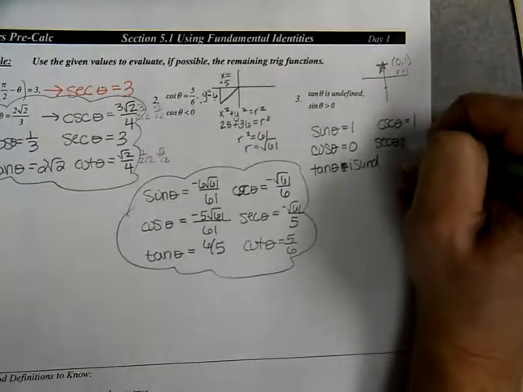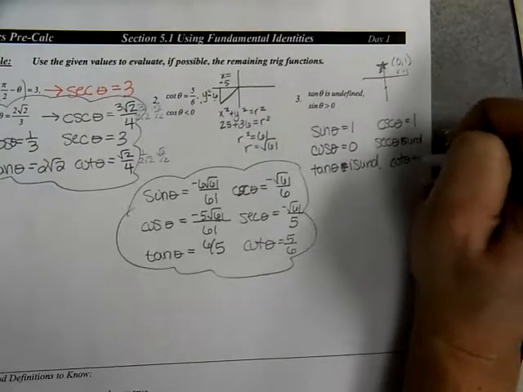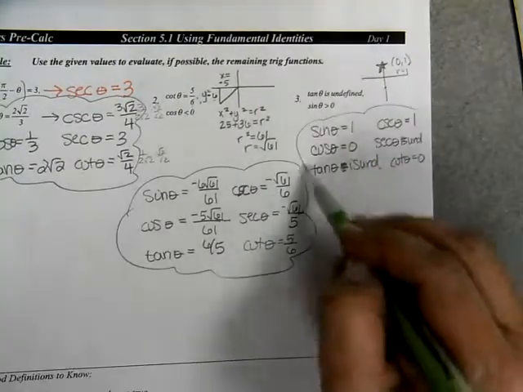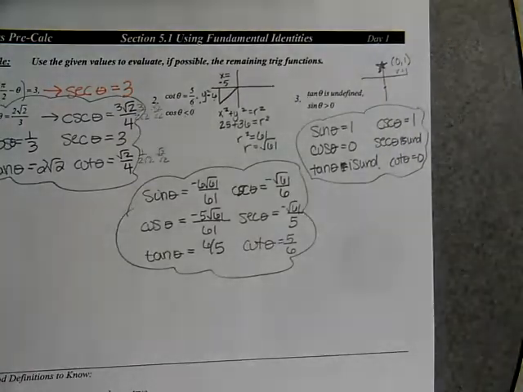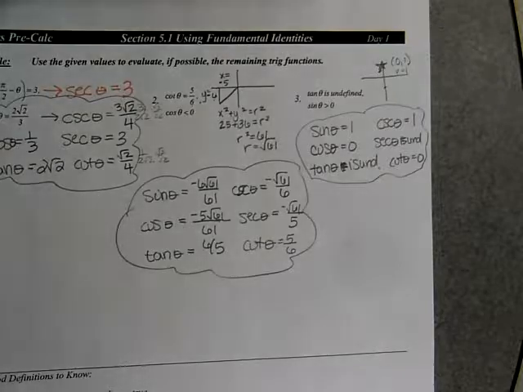The secant theta is then going to be undefined, and the cotangent of theta will be 0. So again, just a little review of the different evaluations of the different trig functions.